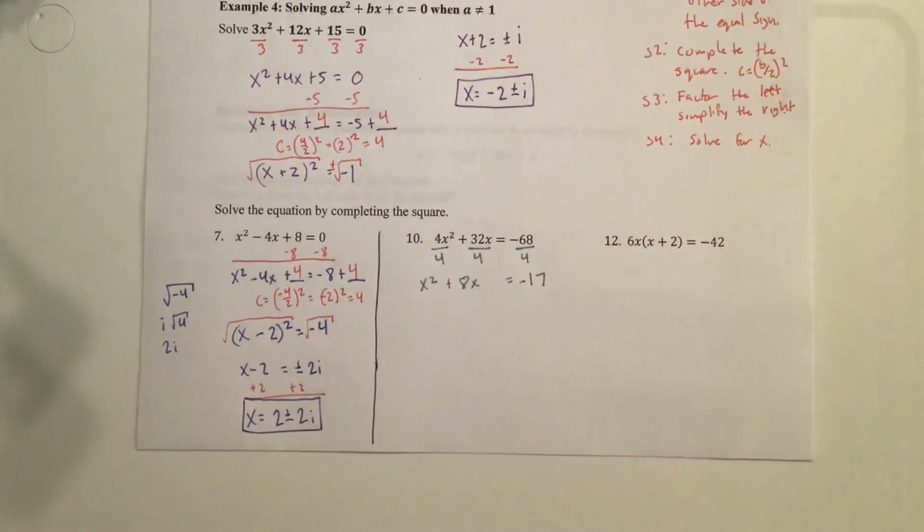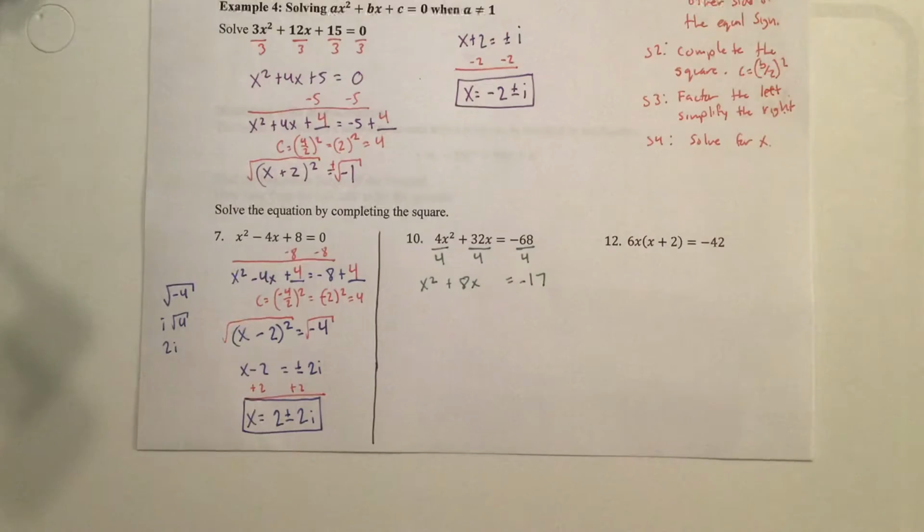So negative 17. Let me just verify that real quick because I don't want to make a mistake on that. So we have 68 divided by 4, and it is negative 17. All right, so I wanted to verify that.